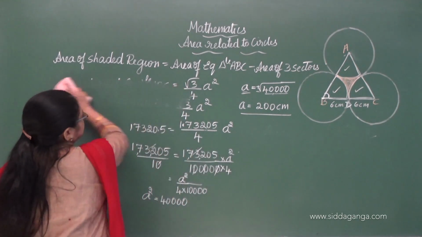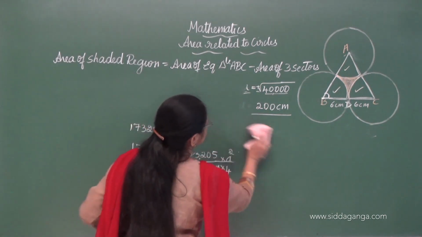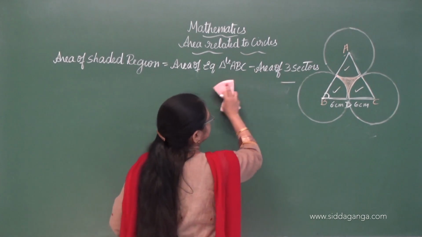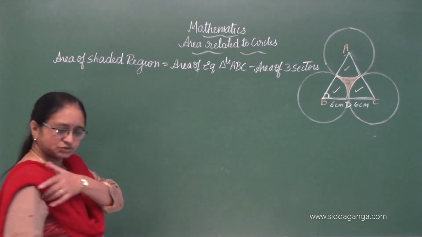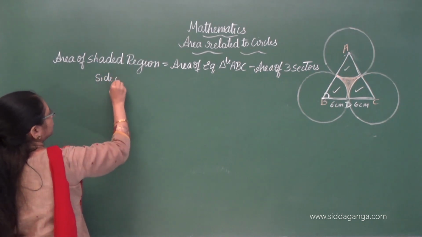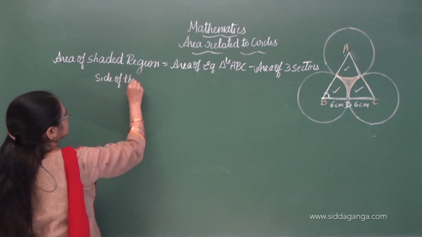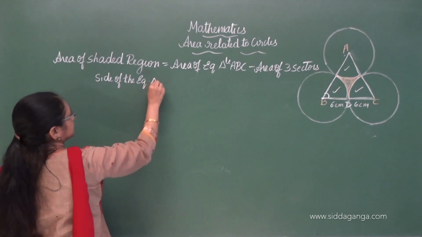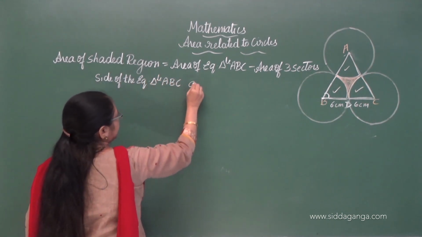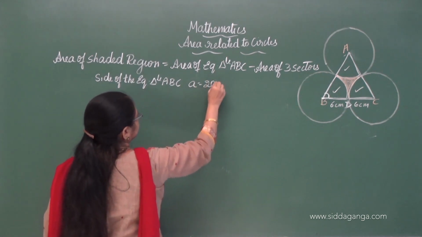So I will rub this. So we have A is equal to 200 centimeter. Now that is the side. So after writing that, please write this: side of the equilateral triangle ABC, A is equal to 200 centimeter.